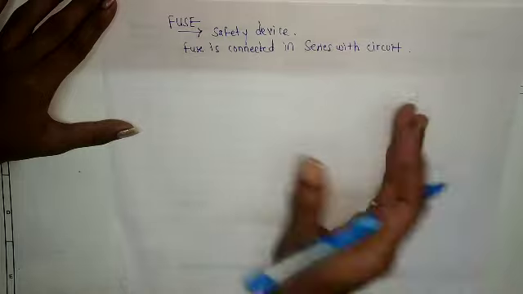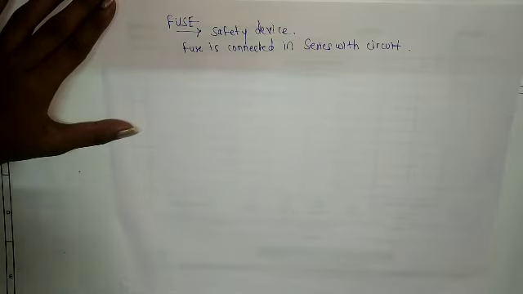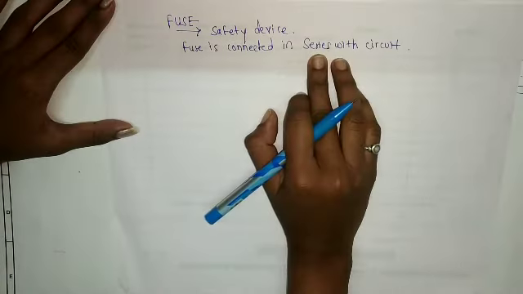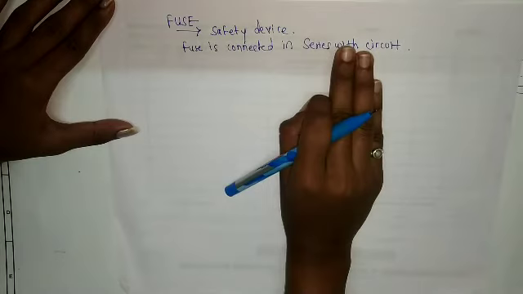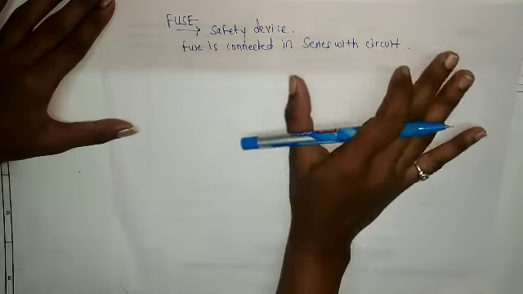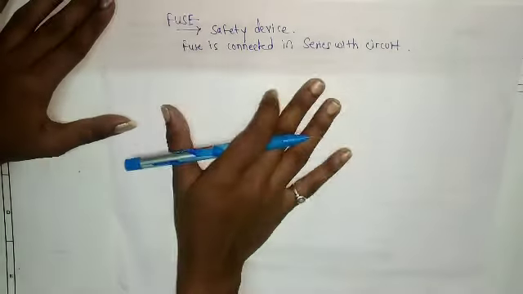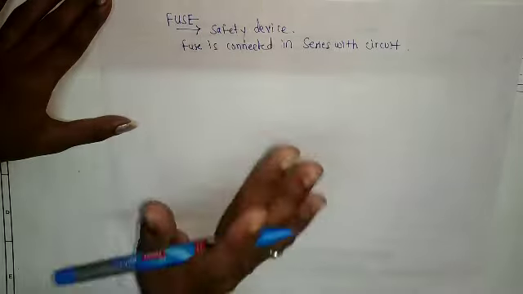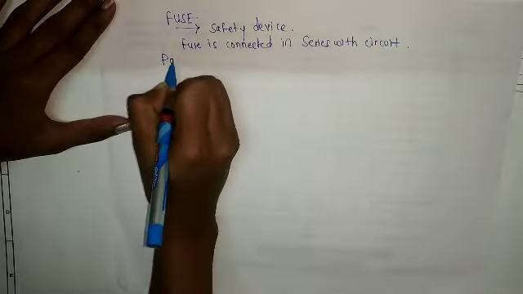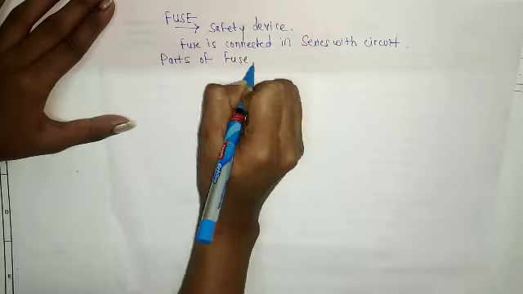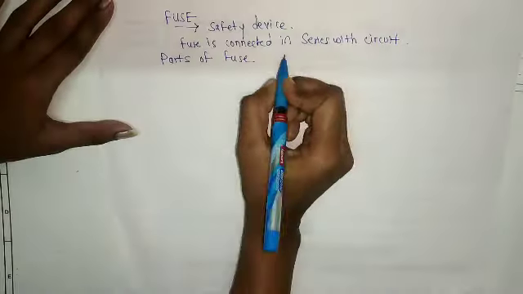You can write the definition in any of your words, but remember the keywords. What are the keywords? It is a safety device, it is connected in series, and the most important, it provides protection from overcurrent. So we are going to see the parts of fuse. What are the main parts? Parts of fuse. Fuse is nothing but a wire.